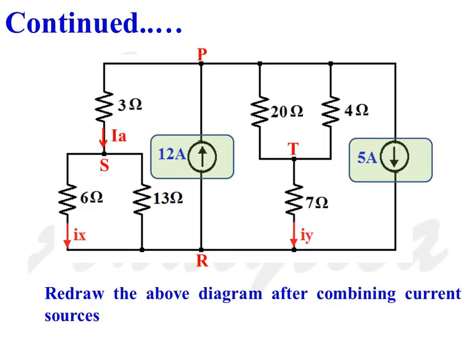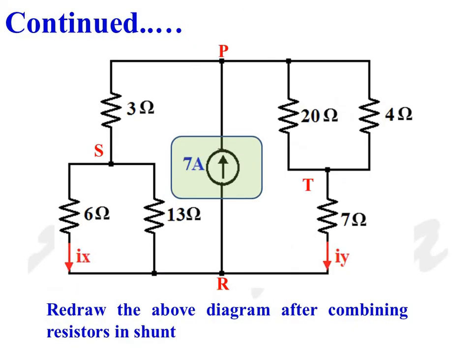In this circuit, there are two current sources, a 12 ampere current source pointing upwards and a 5 ampere current source pointing downwards. So let us combine these two current sources to form a single current source of value 7 ampere. Now let us redraw the above diagram after combining the resistors connected in shunt.